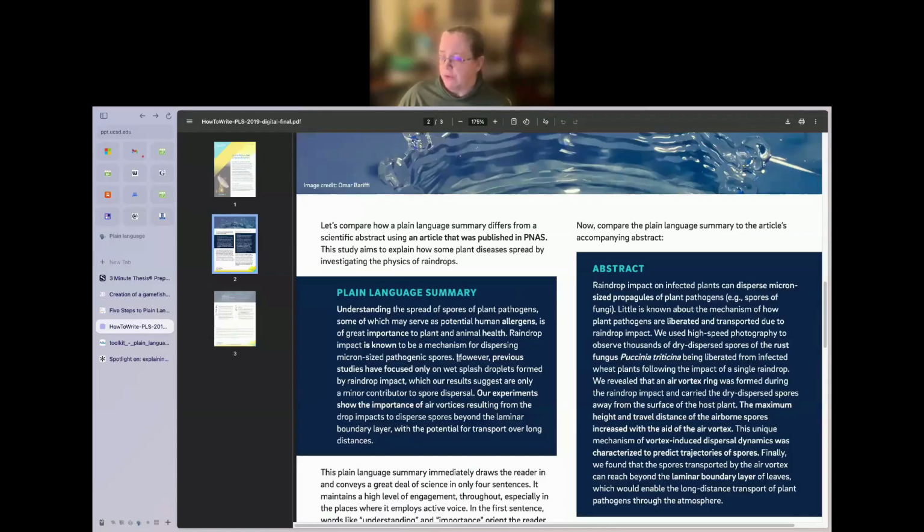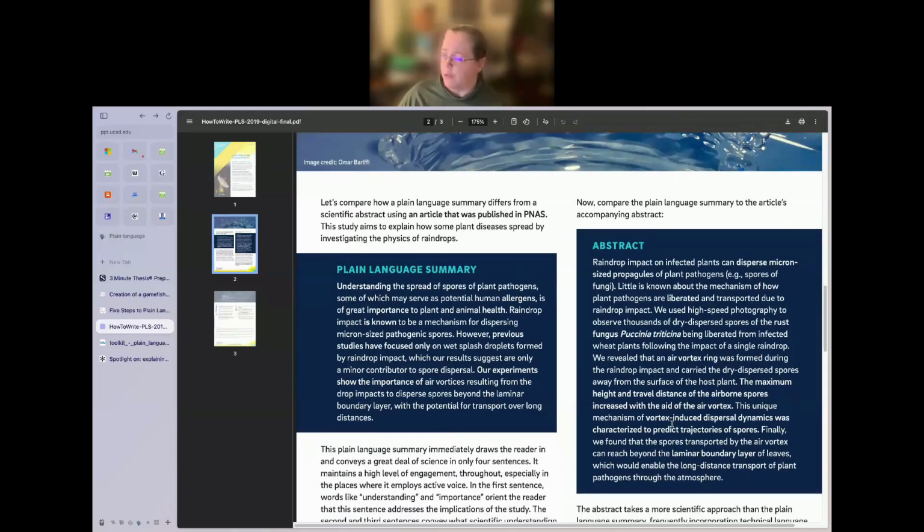Their literature review is boiled down to, however, previous studies have focused only on this one aspect of it, and our experiments show it is shorter than the abstract. In this case, that is not necessarily true. Depending on how much you want to explain and how long you have to explain it, your plain language summary could be longer than your abstract. This is just an example where this is a plain language summary of a single article, not an entire thesis.